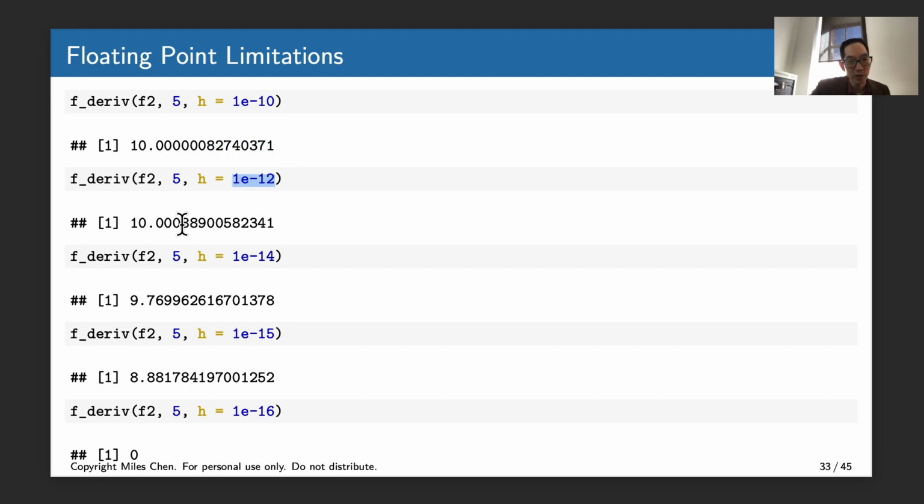10 to the minus 12. Now I only have 10.000. I'm only accurate up to like 3 places after the decimal. And at 10 to the minus 14, I'm not even at 10, I'm at 9.769. And then at 10 to the minus 15, I get 8.88, and then at 10 to the minus 16, my derivative approximation is 0. What happened here? How did I end up getting 0?